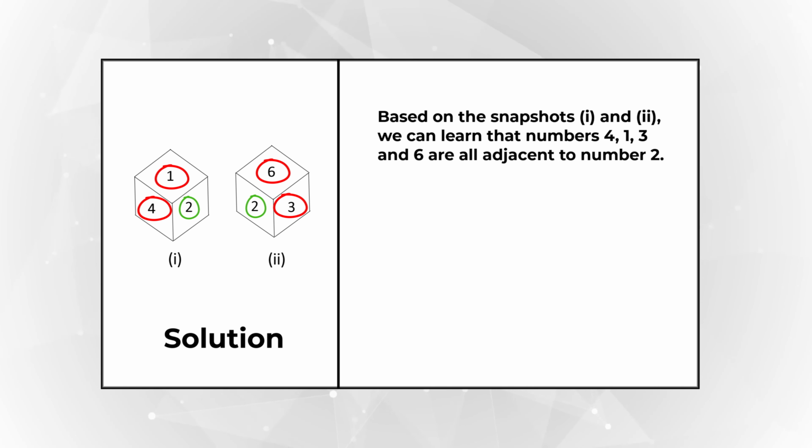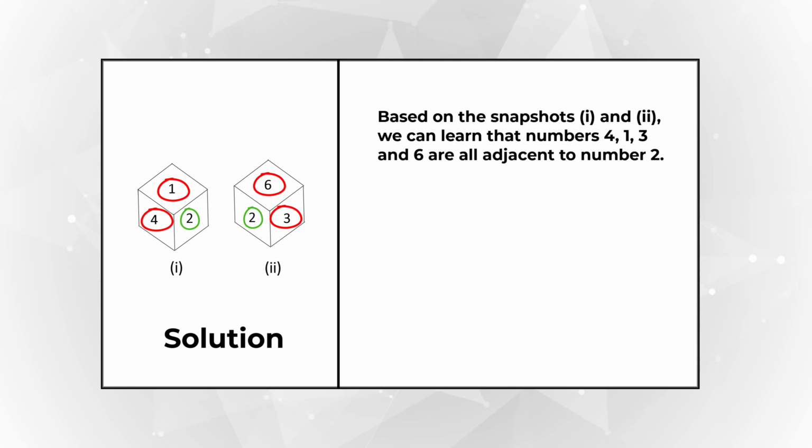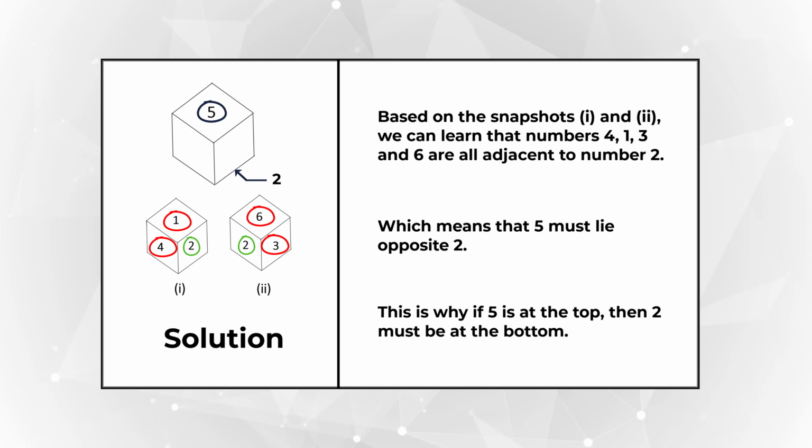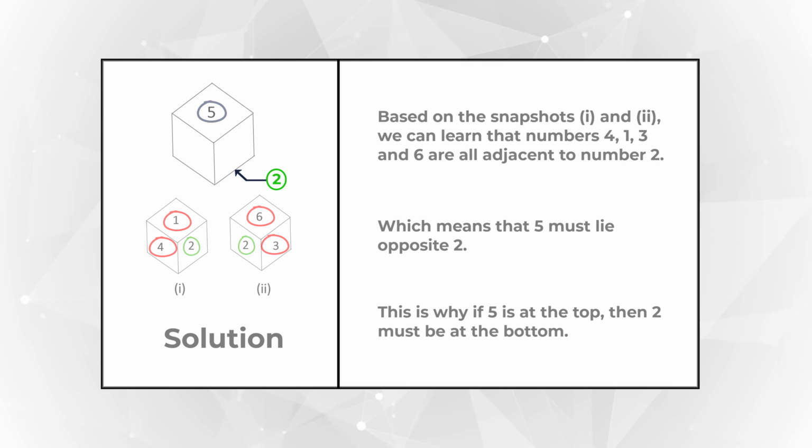Because a dice only has 6 sides and corresponding 6 numbers, based on the 2 snapshots, we can determine that 5 must lie opposite of number 2. This is why if 5 is at the top, then 2 must be at the bottom.